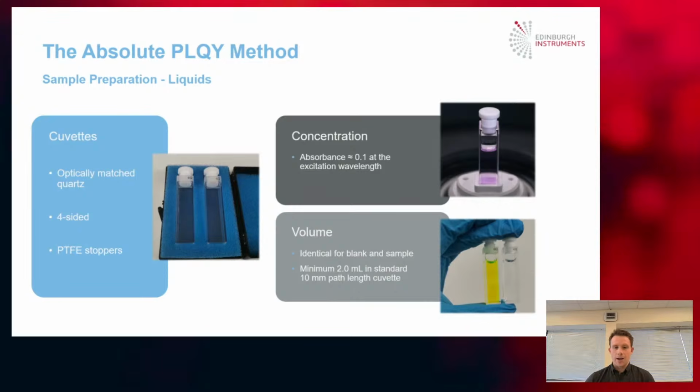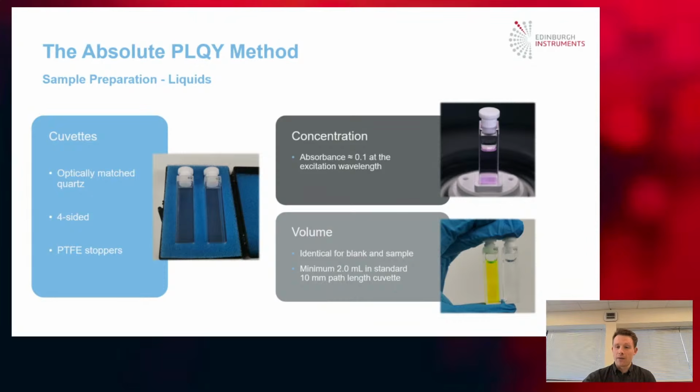So for liquids, your sample will typically be a solution, and the blank will just be the solvent of that solution. And when you're doing this measurement, you want to have cuvettes which are optically matched. So this means that they're made of the same material and they'll have the same optical properties. You also want them to be 4-sided, as this is an emission experiment. And if possible, having PTFE stoppers as these are not going to be emissive.